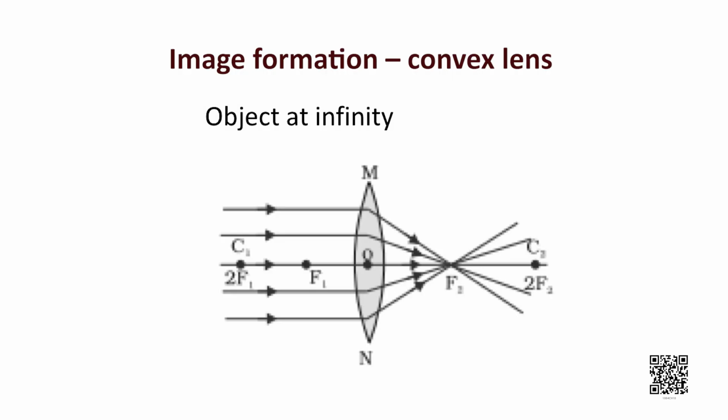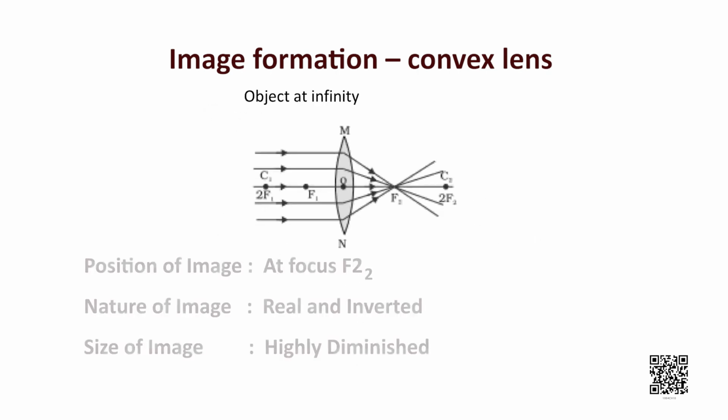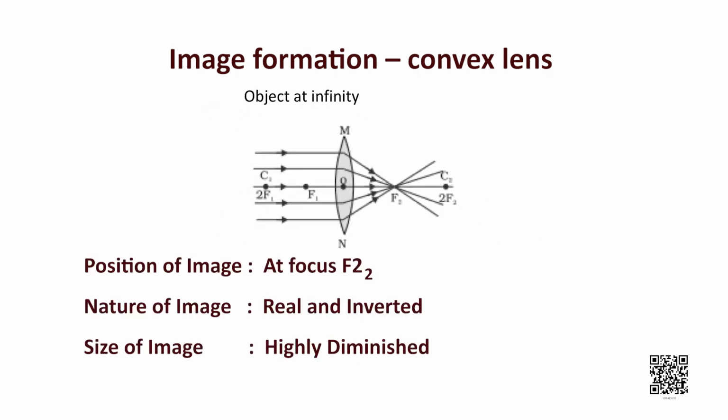So now, let us consider the case when the object is placed at infinity. The light rays from infinity are represented by a set of parallel rays. If we consider them to be parallel to the principal axis as well, they would meet at the focus, forming a real, inverted and highly diminished or point-sized image.